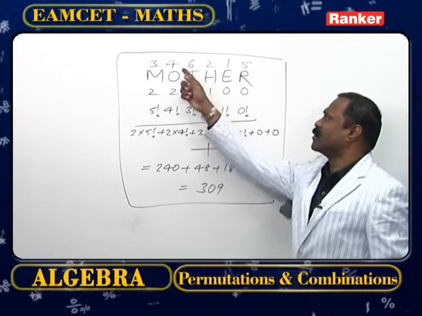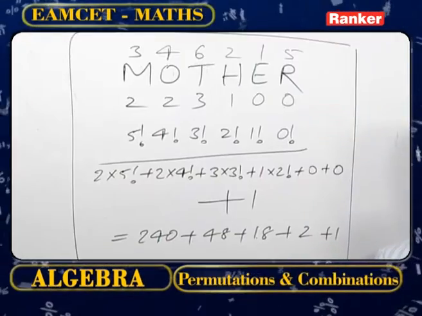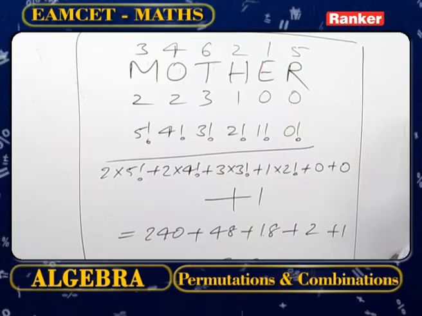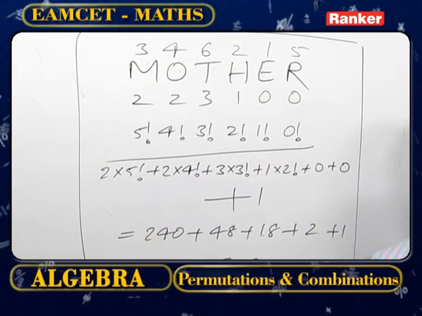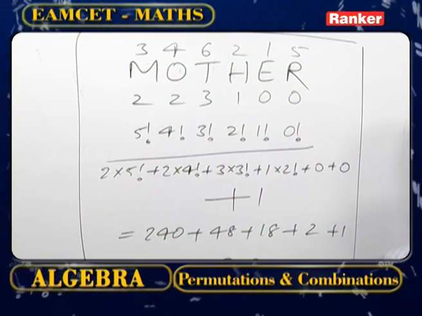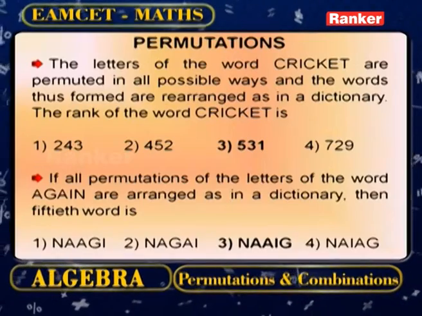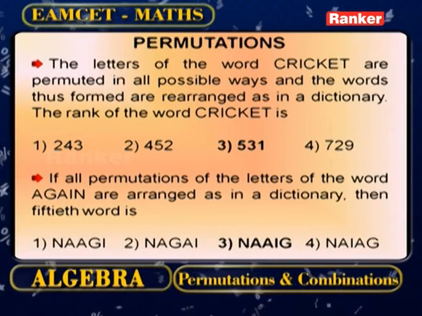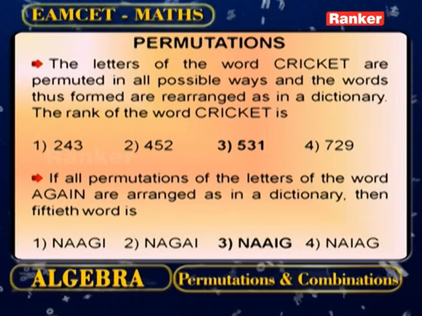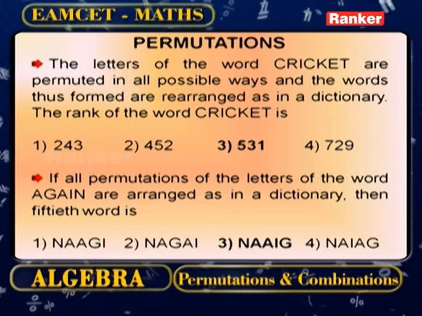With repetition means the letters will also be repeated. When repetition takes place, we divide by its factorial. So we will take down the question now. In this one, the word given is cricket. Let us find out the rank for cricket now.